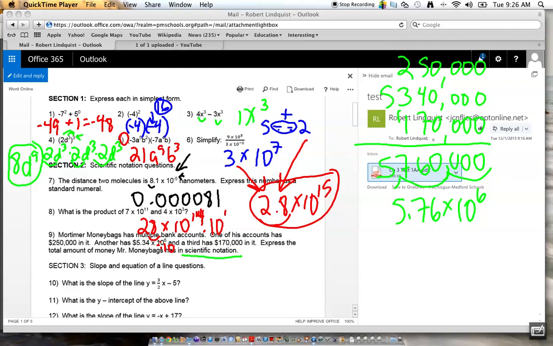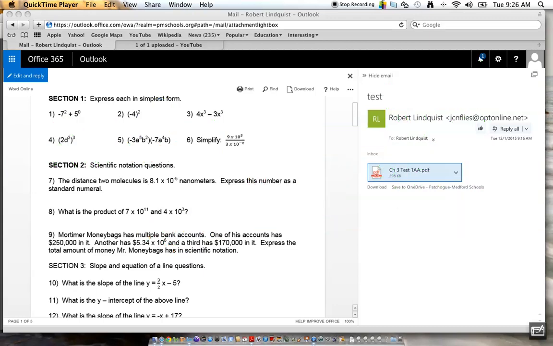So this is section 1 and 2 on the test, okay? Section 1 and 2 put together are all of those. Now we can begin doing section 3.